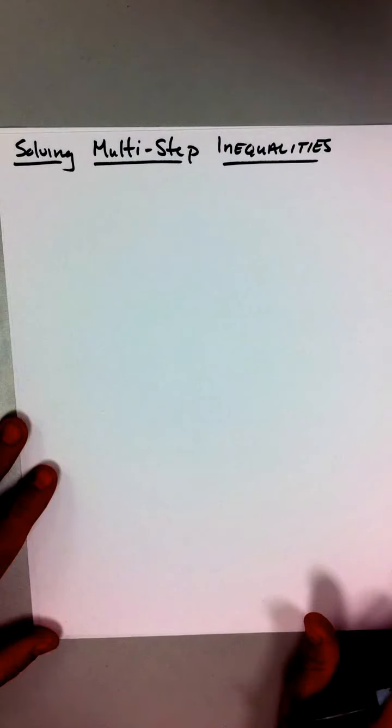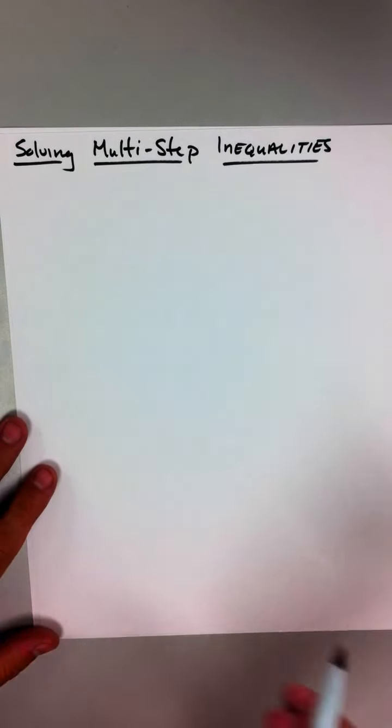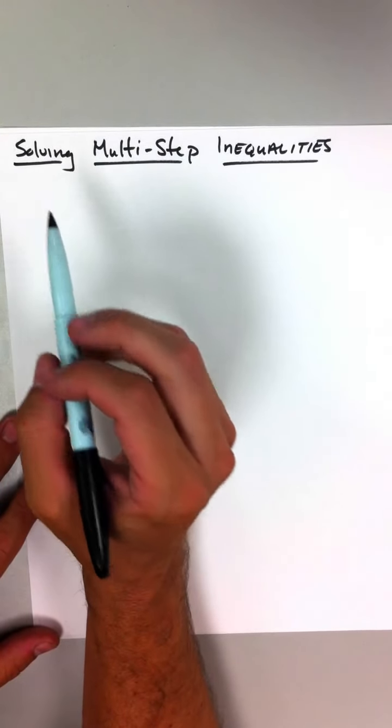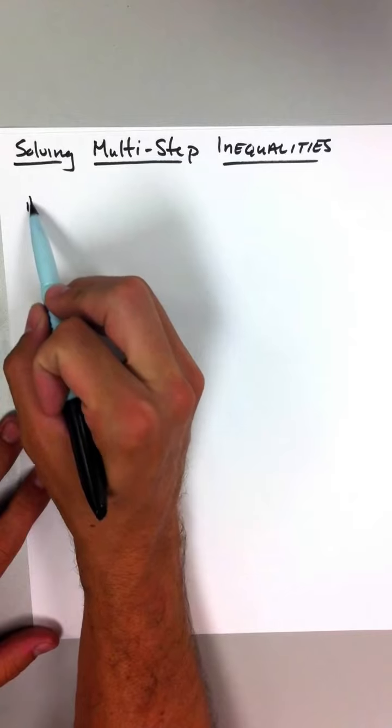All right, today we're going to talk about solving multi-step inequalities. Remember, we talked about solving just one-step inequalities, and the big thing with that was we said that anytime you multiply or divide by a negative number, you have to switch your sign. Now, solving multi-step inequalities is not any different than multi-step equations, but again, you just have to remember if you multiply or divide by a negative number, you have to switch your sign.